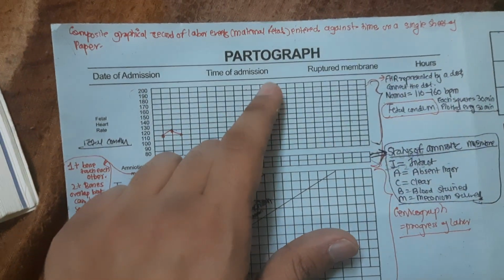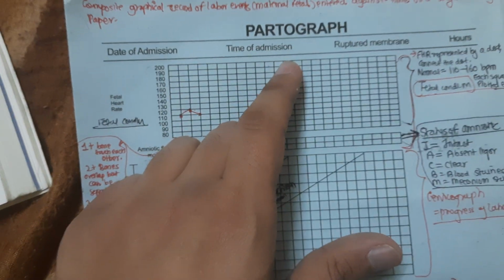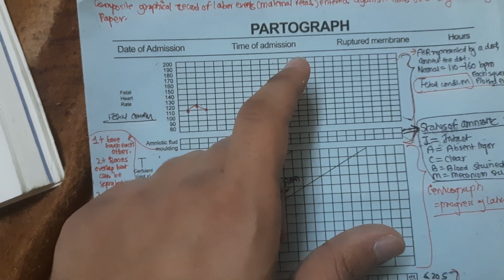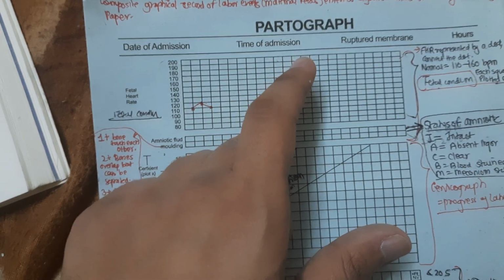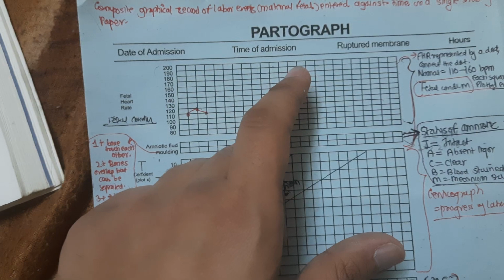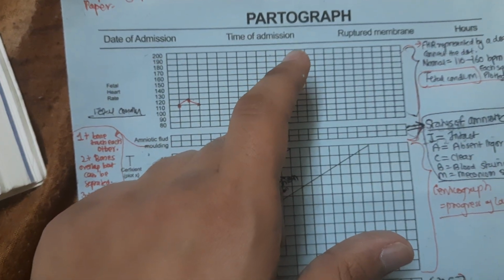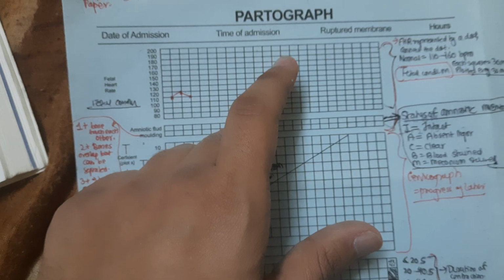The time is recorded at hourly intervals. The zero time for a spontaneous labor is the time of admission in the labor ward, and for induced labor, it is the time of induction. That is the zero time.